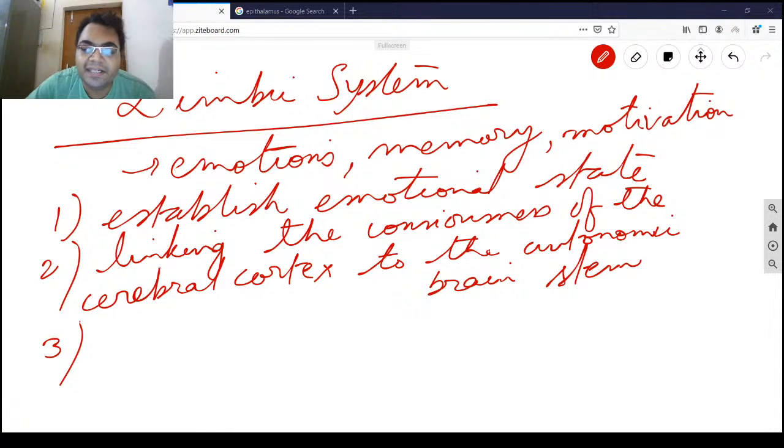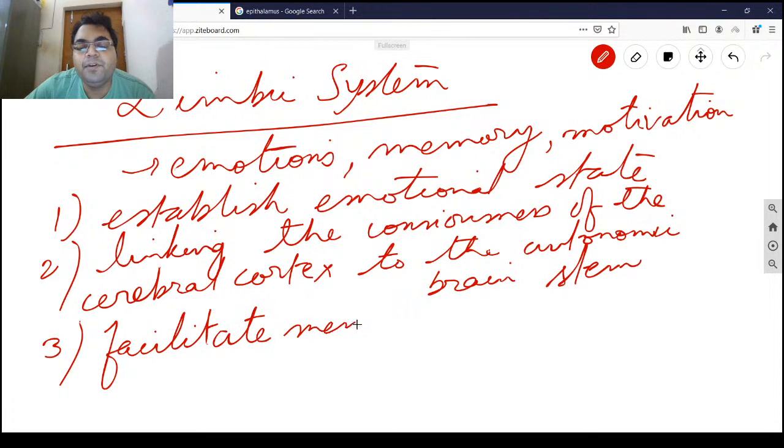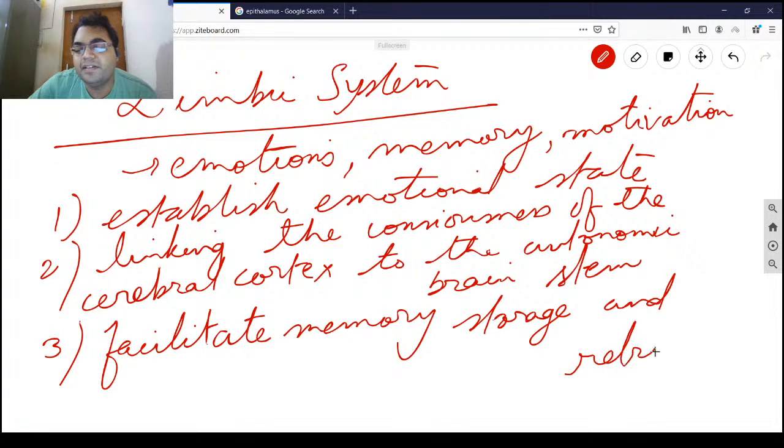Then one more function that I'll tell you is to facilitate memory storage and retrieval. Very, very important. Facilitate memory storage and retrieval. So these are the prime functions of the limbic system, nothing else. This is the prime function of the limbic system. We should always know about this fact.